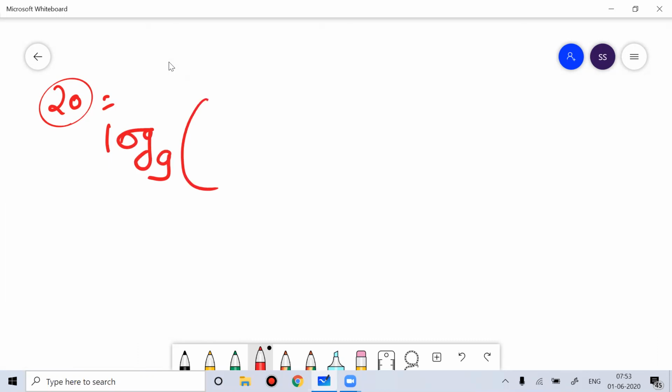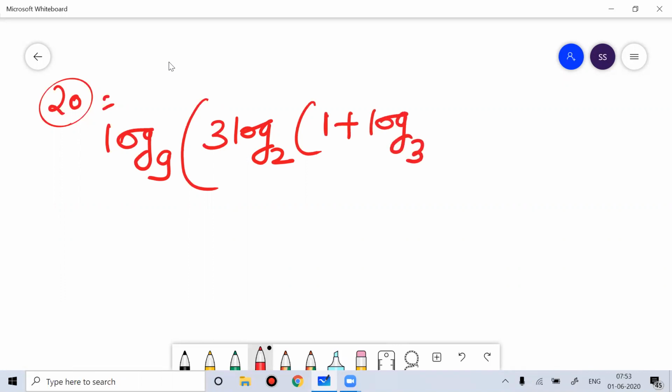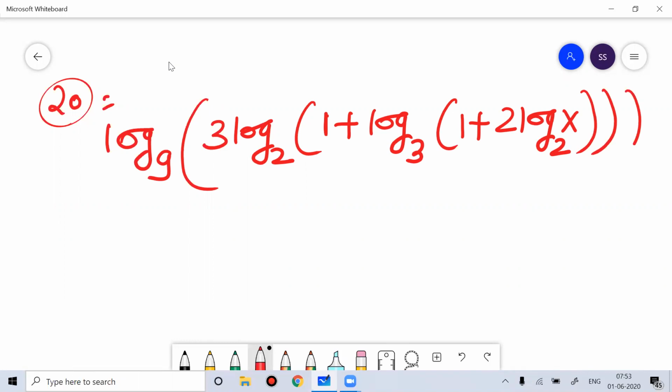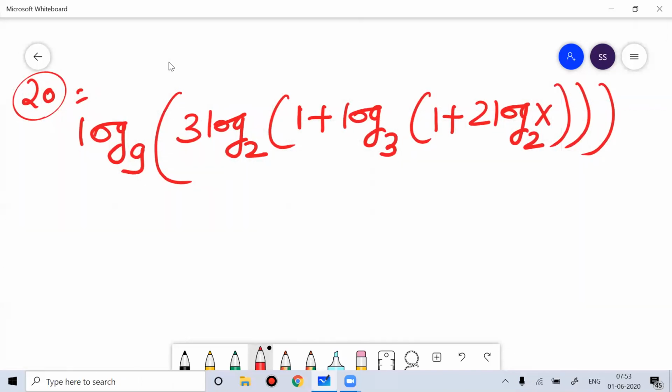So the next question, I don't know the question number, maybe question number 20, I'm not sure. Log base 9, then 3 log base 2, then 1 plus log base 3, then 1 plus 2 log 2x, then you open 3 brackets, 1, 2, 3, is equal to 1 by 2. Then find x. You have to find the value of x.